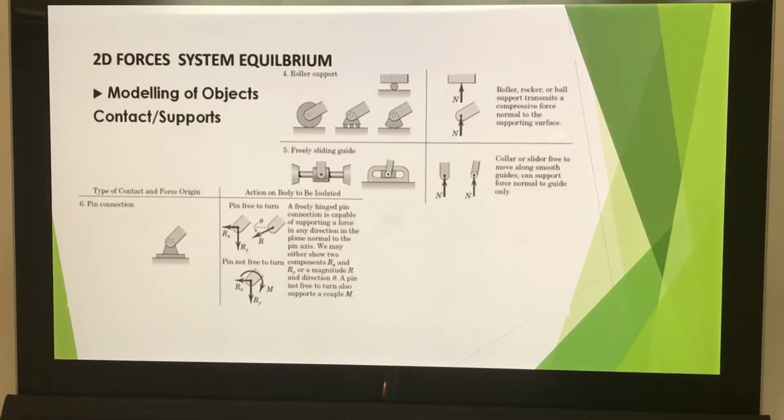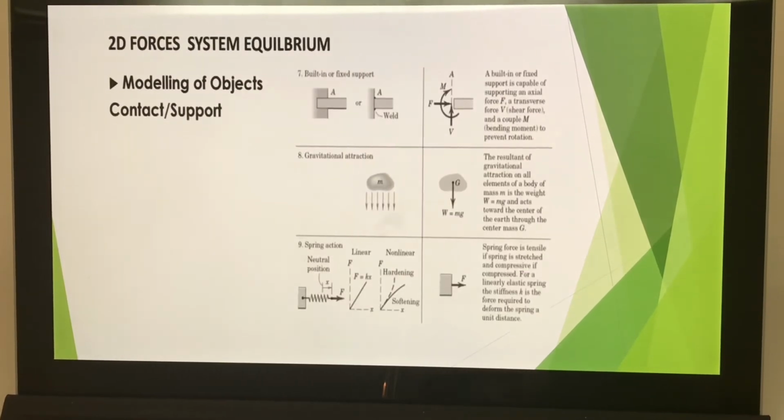Here we see the roller, which analyzes the force in just a normal direction, and here we see the pin connection, which analyzes the force in the x-axis and the y-axis, and with an angle.